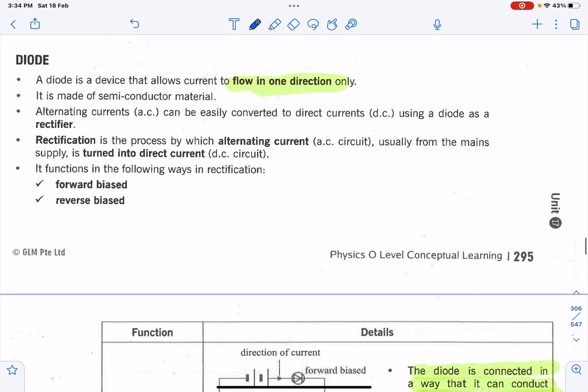So comes a diode. The diode is basically a device that allows current to flow in one direction only. It is generally made up of a semiconductor material, where alternating current can be switched to direct current using a diode rectifier. This is the process by which the alternating current, usually from the mains supply, is turned into a direct current, and it functions in two different ways: forward bias or reverse bias.